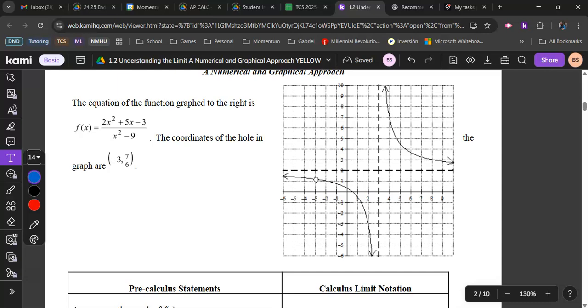All right. So let's do some stuff for real now. So what we're going to do is look at this function here. This function is a rational function. The coordinates of that hole that's there is -3 and 7/6. Okay? What do we know about this function before we do anything? Let's see how good your pre-calc is.